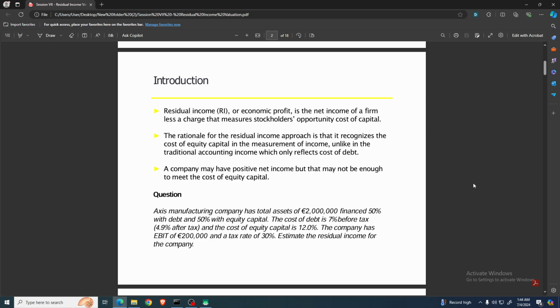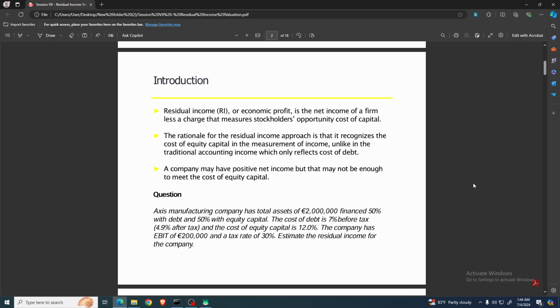So we have a question right here. It says that the Axis Manufacturing Company has total assets of £2 million. Financing is done by 50% debt and 50% equity capital, and the cost of debt is 7% before tax, and the after-tax cost of debt is 4.9%. Cost of equity is 12%, earnings before interest and tax, or EBIT, is £200,000, and the tax rate is 30%, right?